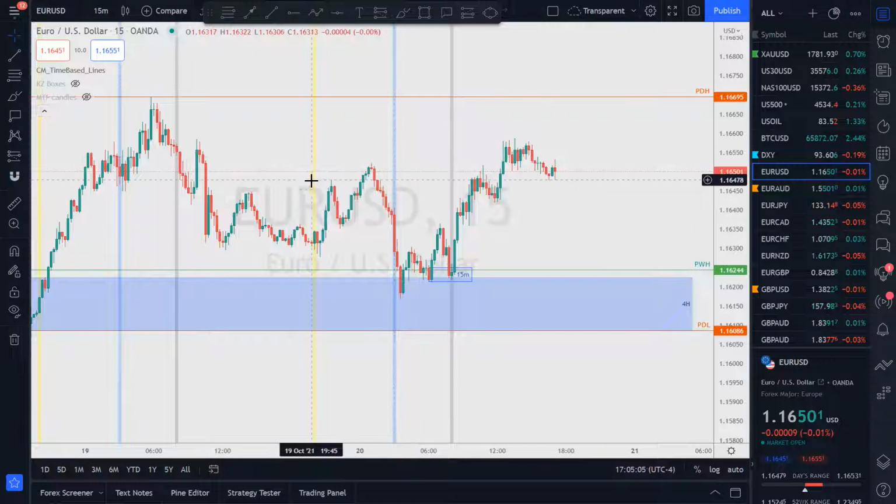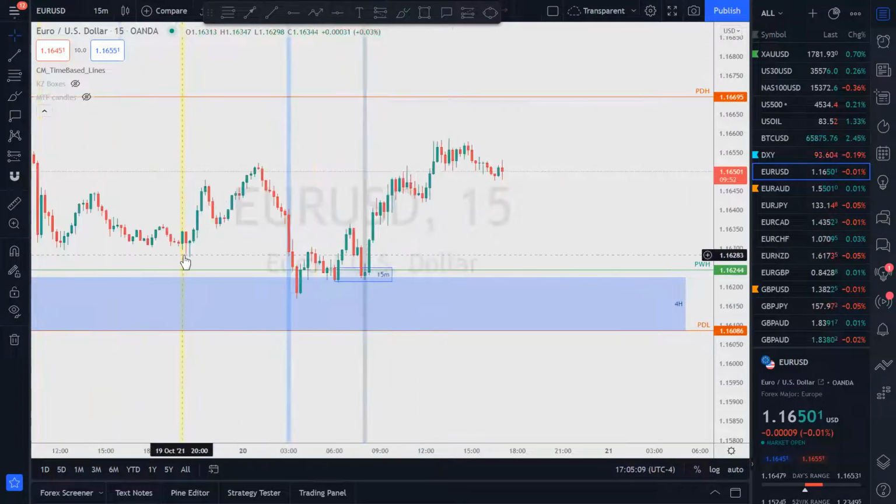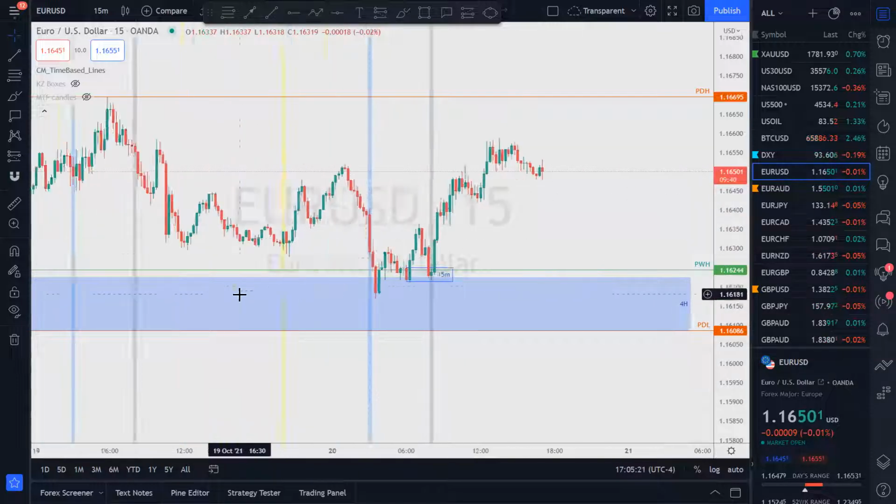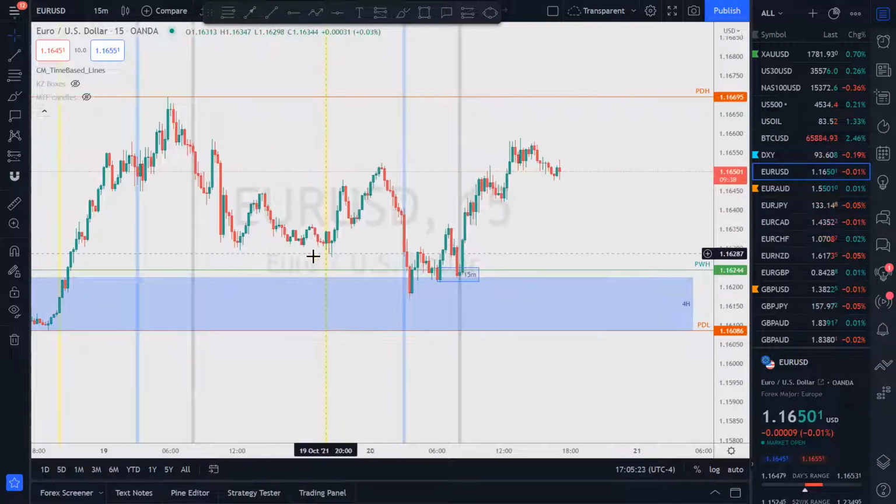This is Asia, this is London, this is New York, right? What did we see during Asia? Price moved up a little bit, making a higher high, breaking structure to the upside, and then breaking structure to the downside, right? And we saw it break these lows. All right, that's good. We ended up at this order block.